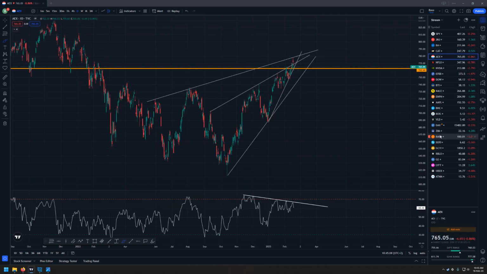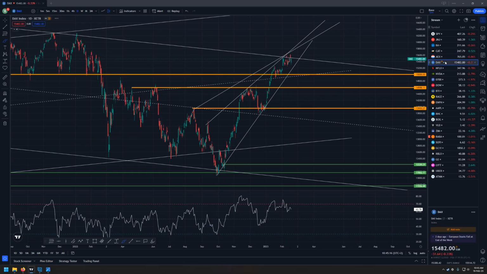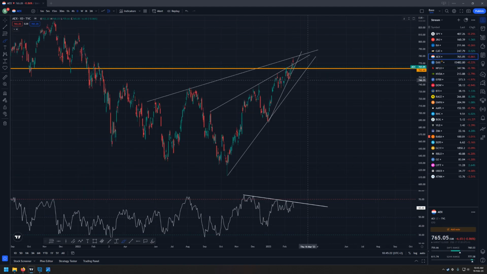Oh, AEX and DAX. I don't like EU equities. They have this horrible looking ascending wedge, rising wedge, and I don't like this at all. They might continue going up, but the risk reward on EU equities is much worse than US equities right now. I will stay away from them. So proceed at your own risk.